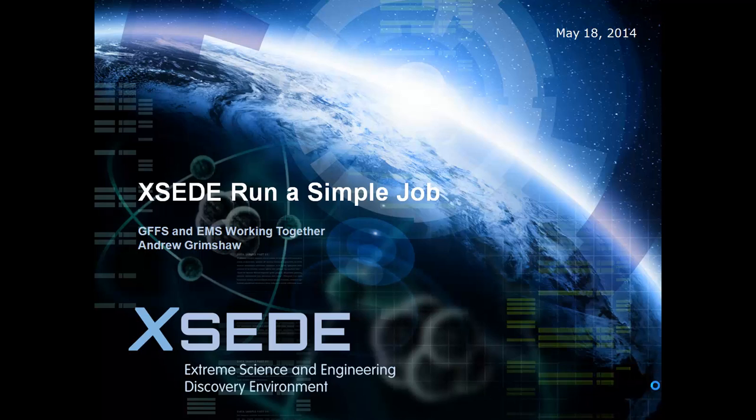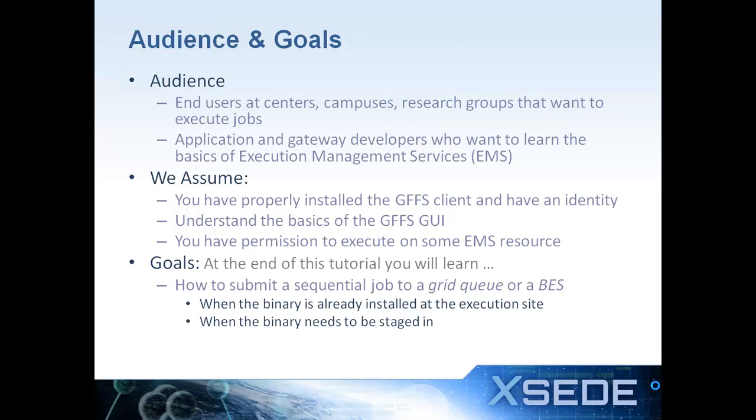Two simple ones. The first one is hostname, which is a job we're all familiar with. This is sort of the equivalent of hello world in the grid. And the second one is we're going to run a simple application where the application is not already pre-installed, and we want to copy some data files in before we run it.